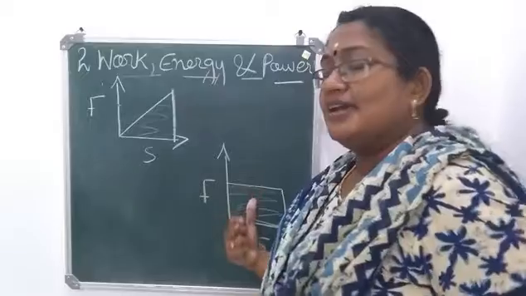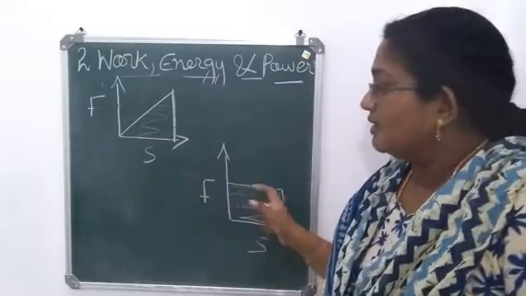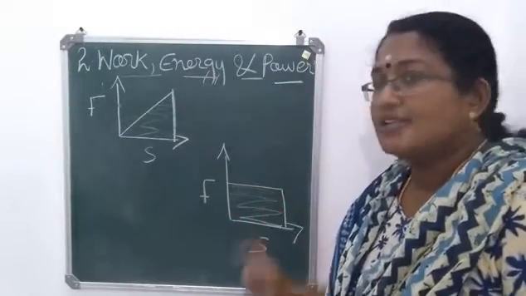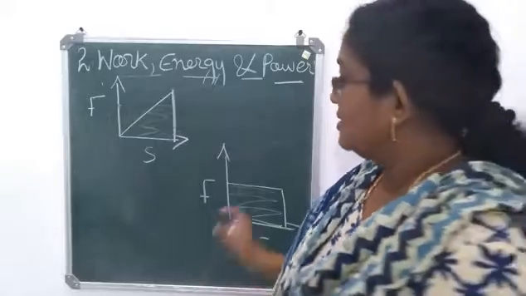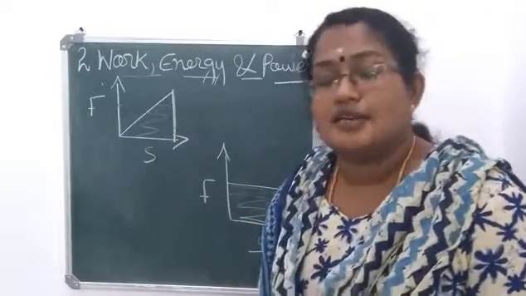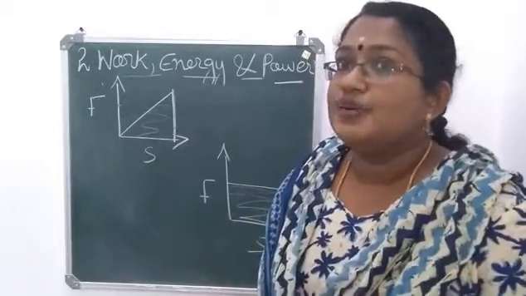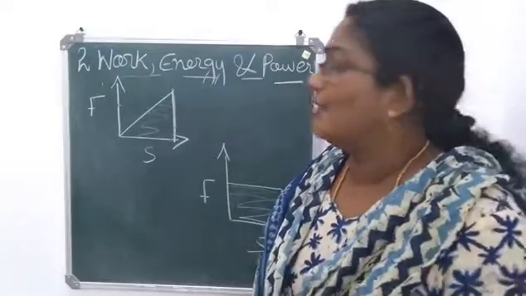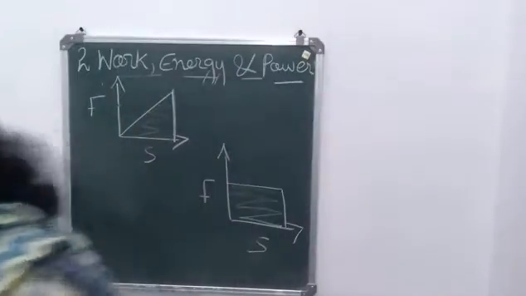Here, if the force is constant, then you will be getting a straight line parallel to the x-axis, and the area under this is a rectangle. Area of a rectangle is length into breadth, and that will give you the work done.